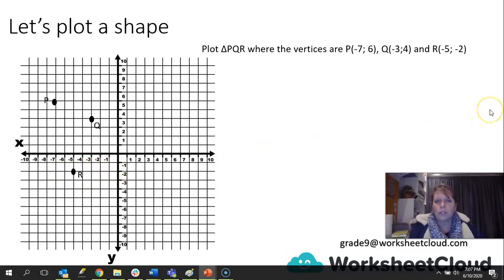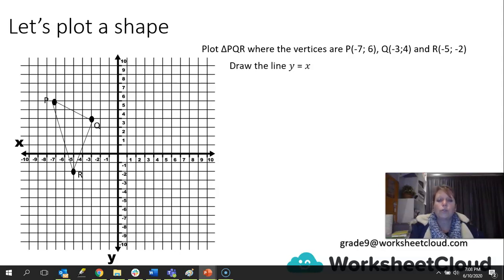Now, those are just points on the Cartesian plane for now, but if we join those points, we will form a triangle. So join point P to point Q, Q to R, and R back to P, and there you can see that it is a triangle, and we have joined the points that we were given, and remember those points become the vertices of the triangle.